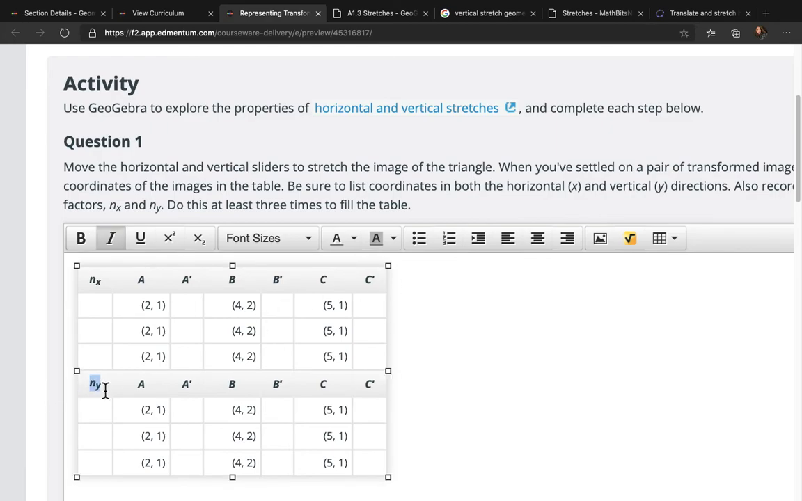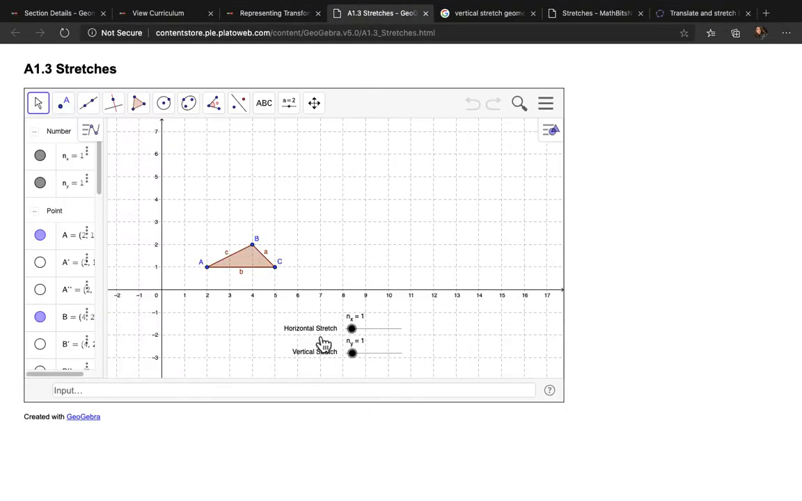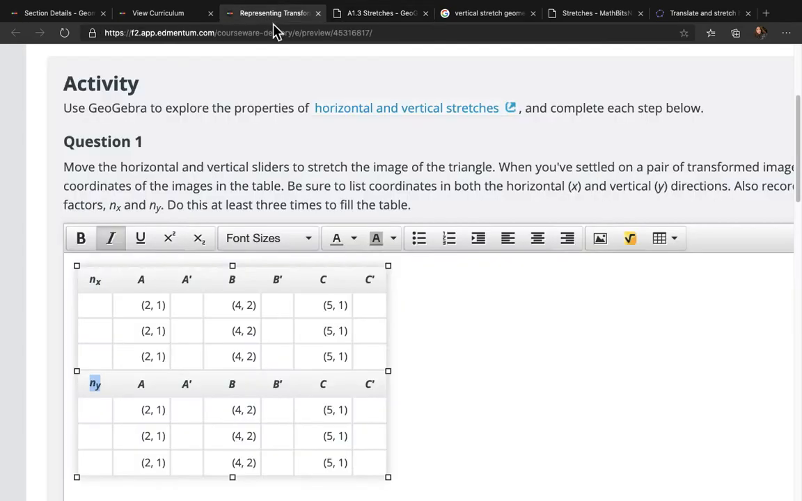Because again, x is your horizontal axis, y is your vertical axis. So if I look at this right here, n sub x is your horizontal stretch. So you want to move this around, and notice when you're moving it around, you're stretching the figure horizontally. So that's what I'm going to do. It tells us to choose any n value. So I'm going to label n sub x as 2. That's my n value. N is going to be equal to 2. So that also means that 2 is your scale factor.